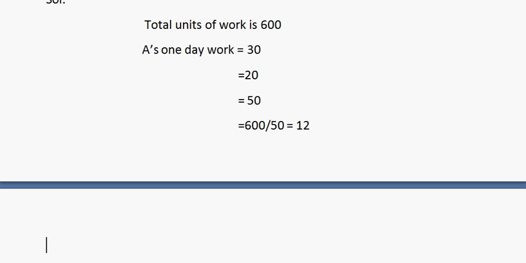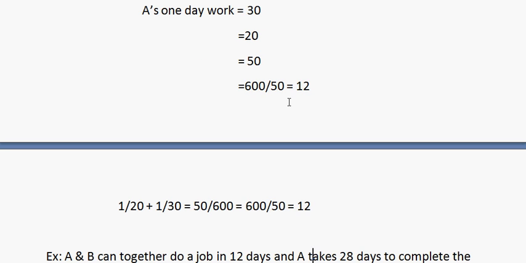So see how beautifully the calculations are reduced. Had you used the conventional method, you would have done 1 by 20 plus 1 by 30, right? Taken the LCM of these two, it would have become 50 by 600, right? Again it would be 600 by 50, which is equal to 12 days, right? But here you have to take the LCMs and do the calculations and all that stuff. Here it was pretty simple and you have to do minimal calculations, right?